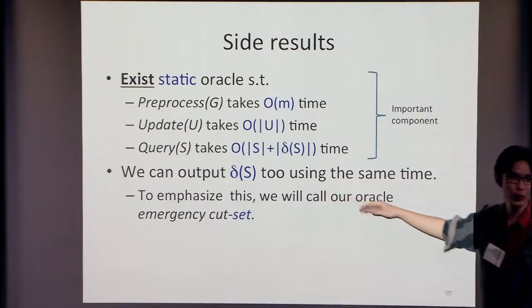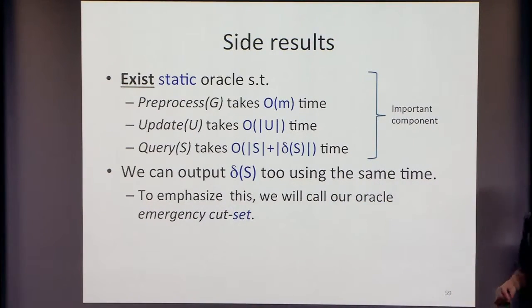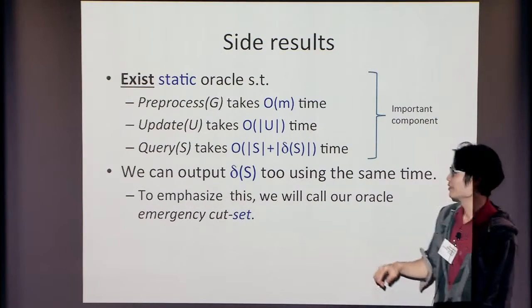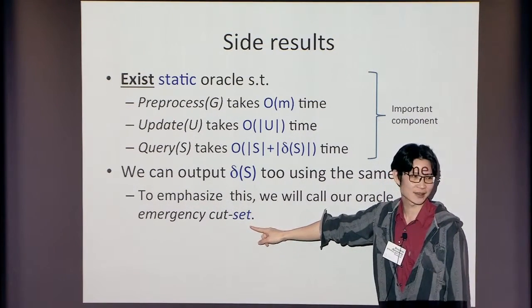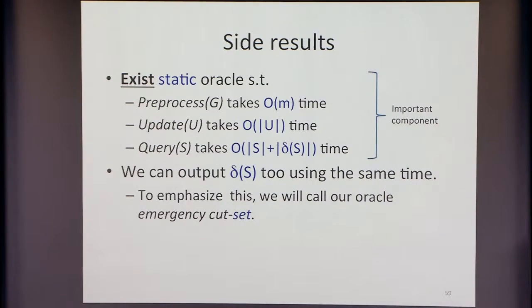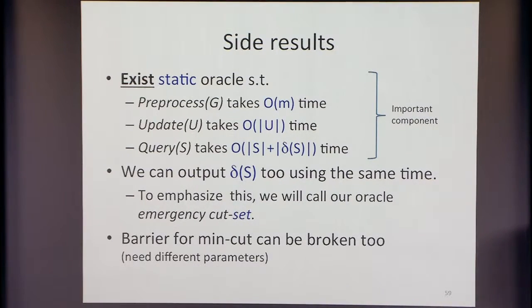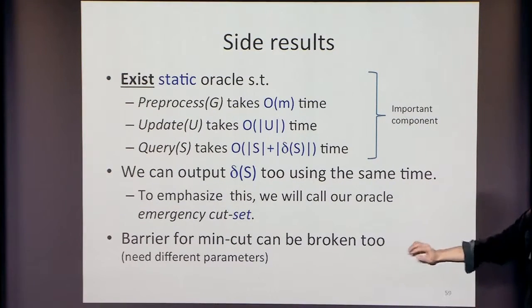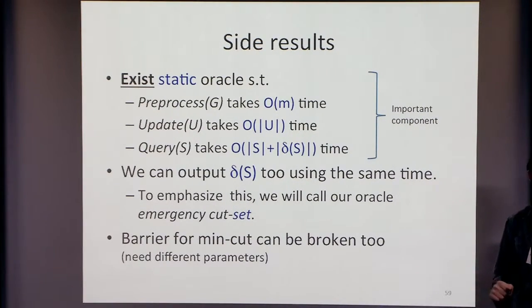Yes, and we can output delta S too. And later on, I will emphasize this fact. We actually need to list all the edges crossing the cut. And sometimes I will call this emergency cut set instead of emergency cut size. It's just to say that you can actually output edges in the cut. And as I said before, it is a barrier to the min cut problem too. And you need different parameters for that, but we can break that one too. But it's not a focus of this talk.